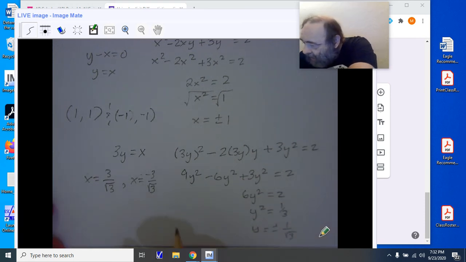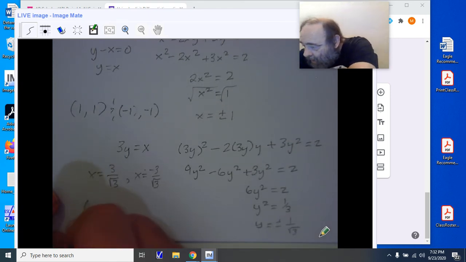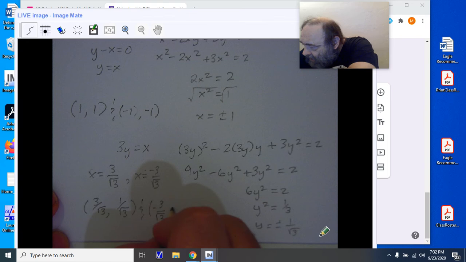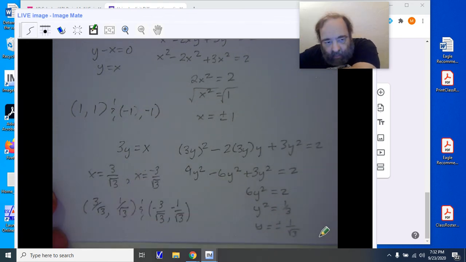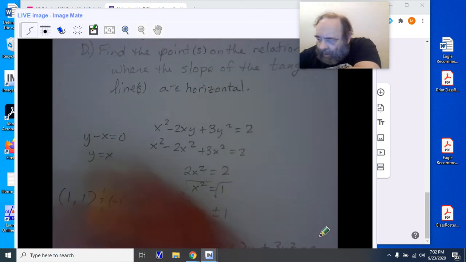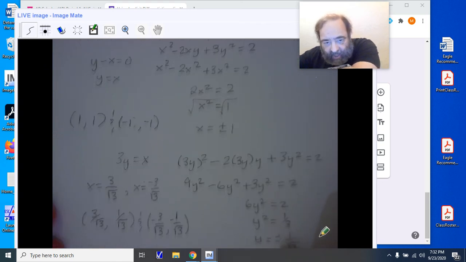Now, because I have my x and my y, I can write the two points down. If x is 3/√3, then y has to be 1/√3. And if x is negative 3/√3, y is negative 1/√3. So just be aware, we can take an equivalence, substitute it into the equation, and then solve.